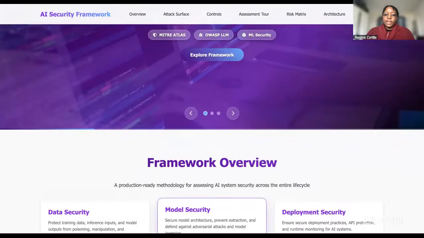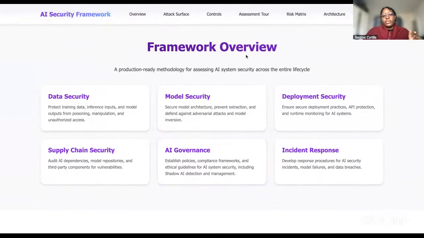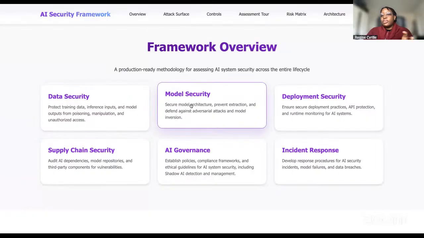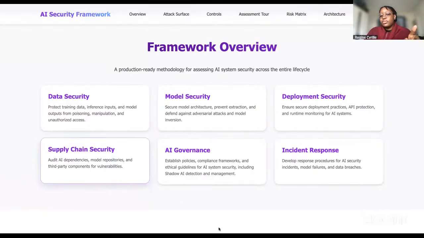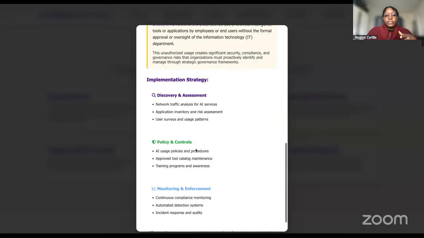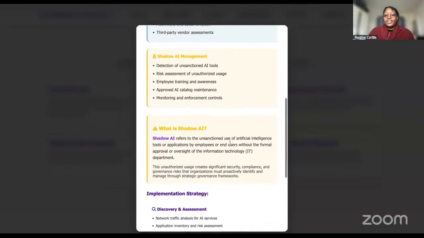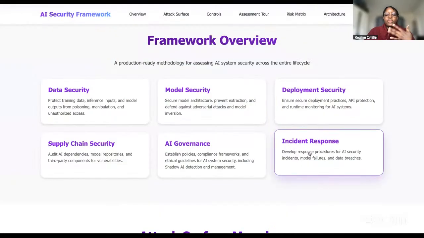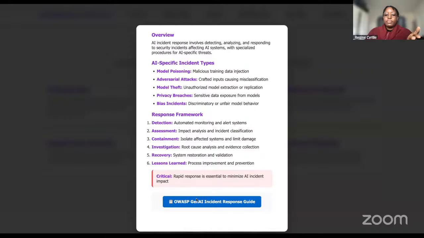But basically, it shows you the different aspects: data security, model security, deployment security, supply chain security, AI governance. Here we talked about shadow AI. So it also gives you basic definitions and an incident response plan. I was working with the OWASP LLM Top 10 to get inspiration, and actually included different standards for it. I integrated some existing practices, of course. So this gives you guidance.